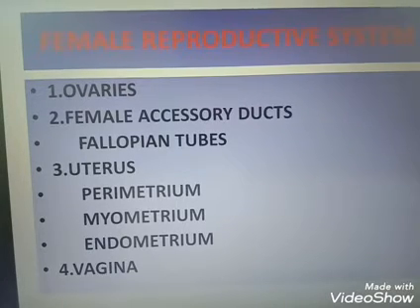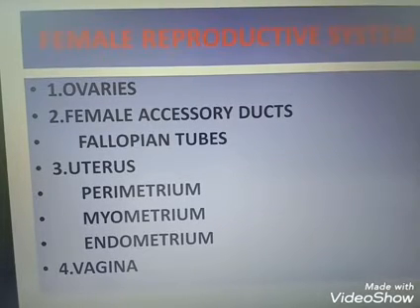The ovary is differentiated into 3 parts: germinal epithelium, tunica albuginea and the stroma. What are the 3 layers? Germinal epithelium, tunica albuginea and the stroma.